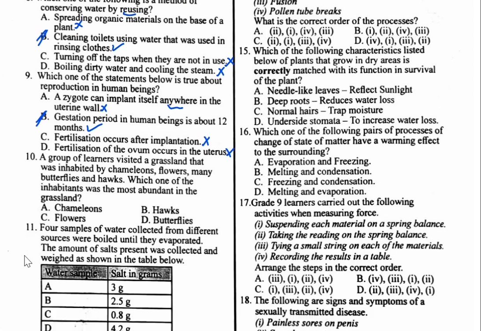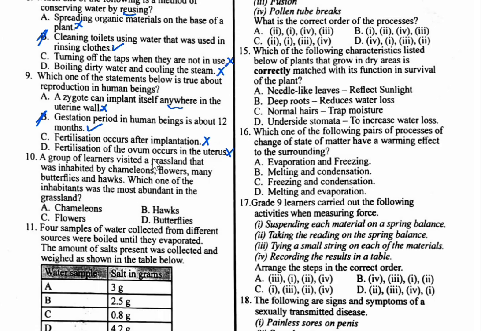A group of learners visited a grassland that was inhabited by chameleons, flowers, many butterflies, and hawks. Which one of the inhabitants was the most abundant in the grassland? A, chameleons, B, hawks, C, flowers, D, butterflies.